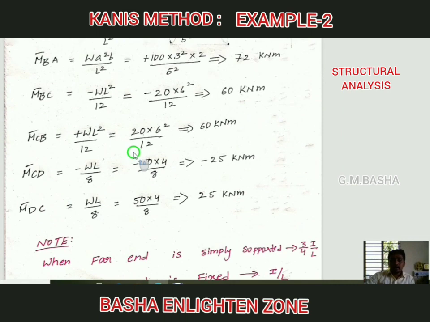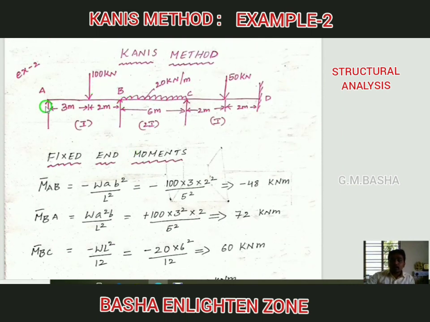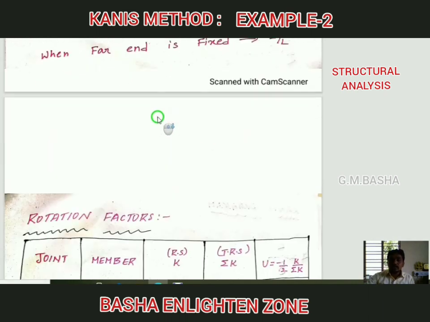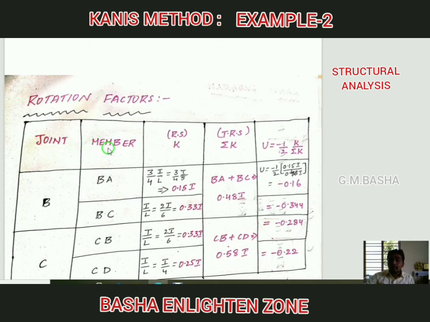In this problem, end A is simply supported and the other end D is fixed, but B and C are joints, intermediate joints. Wherever there are joints, you have to consider them. First of all, write down the table like this: joint and member. Relative stiffness is denoted by K, total relative stiffness is denoted by sigma K, and your rotation factor formula will be equal to mu equal to minus 1 by 2 times K by sigma K.